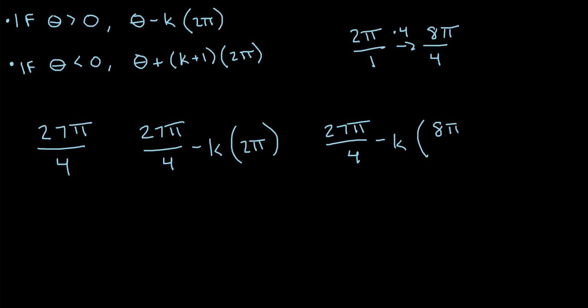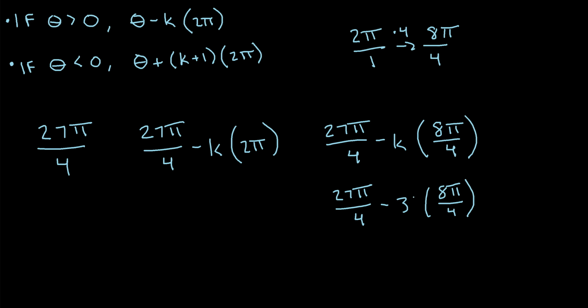Now remember the next step: we just want to figure out how many 8's will go into 27 without going over. That would be 3, since 8 times 3 gets us to 24. So we will write that k is equal to 3: 27 pi over 4 minus 3 times 8 pi over 4.